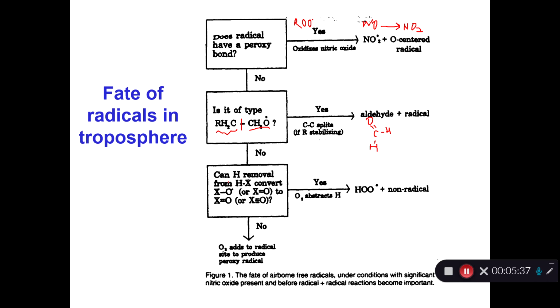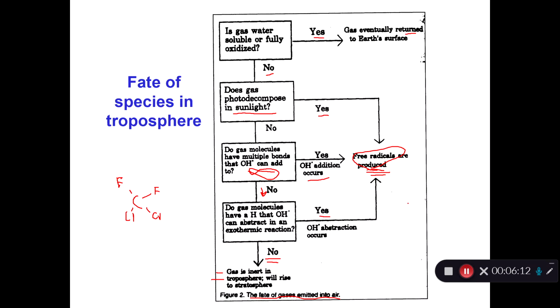If none of those things are true, then can hydrogen removal from HX convert it to this double bond? If so, then even oxygen is strong enough to abstract that hydrogen, because you're leaving behind a very stable product. So even oxygen is strong enough to abstract that very weakly held hydrogen, and you get a peroxide radical, and then your compound is converted into this double bonded thing, which is now not a radical. To determine the fate of this thing, you would go back to this previous flowchart and ask what happens to that product as you go through this flowchart.